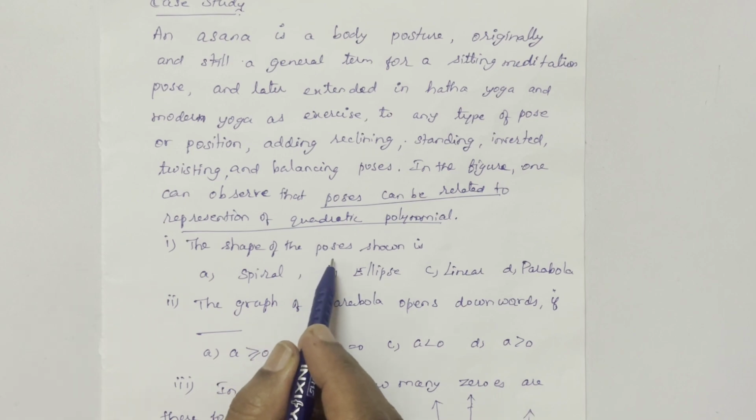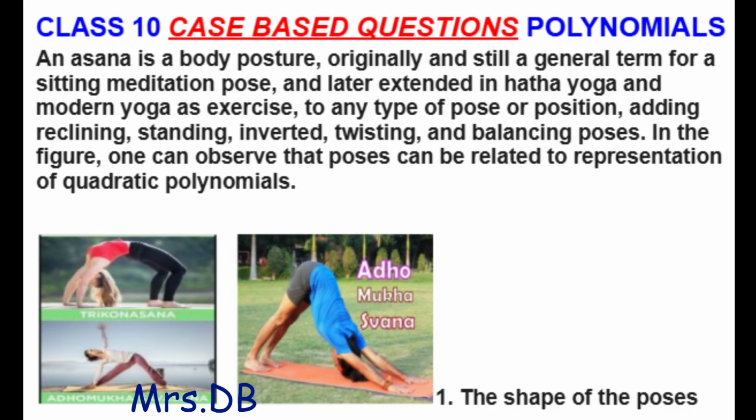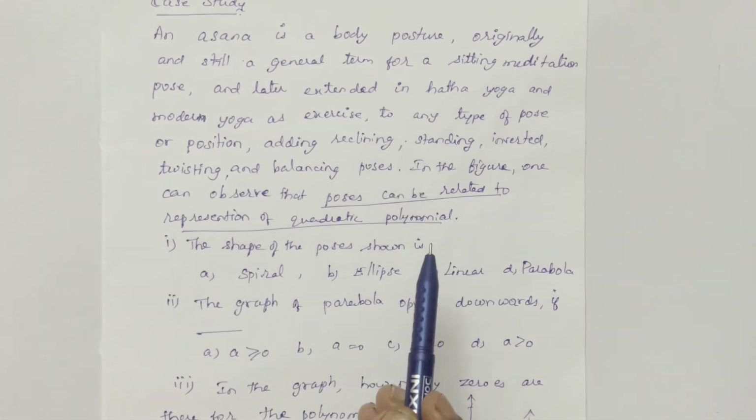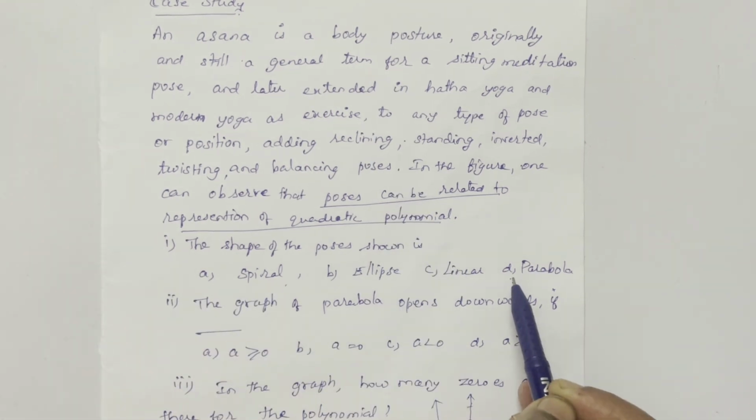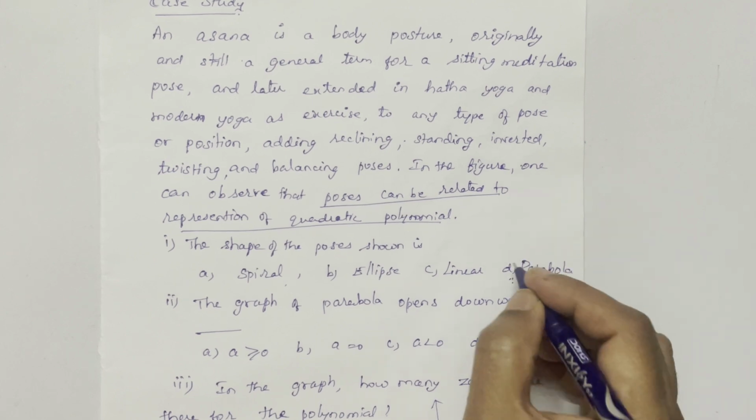The shape of the poses shown is like a curved position. It is a parabola. So our answer is D, parabola.